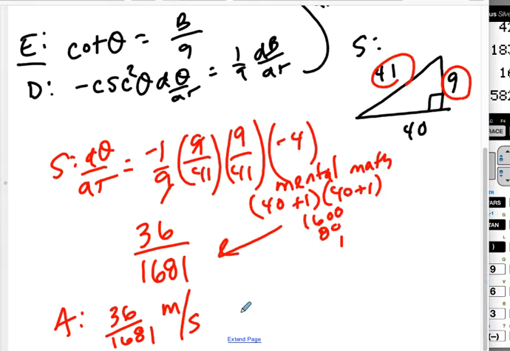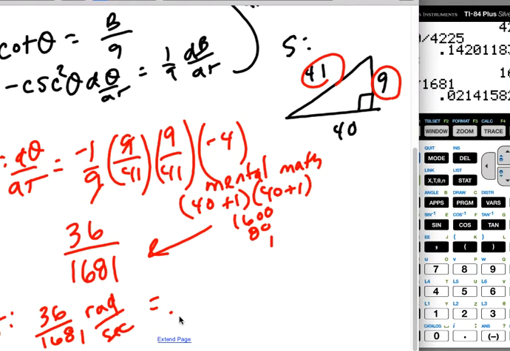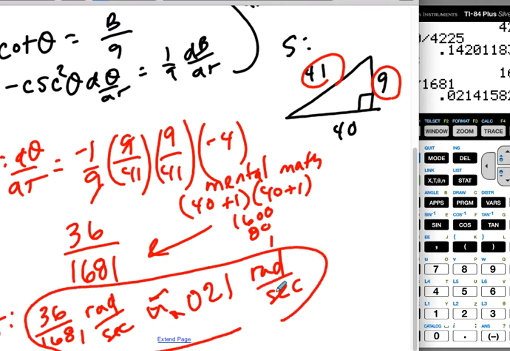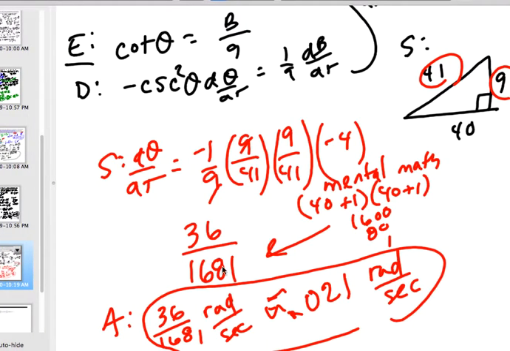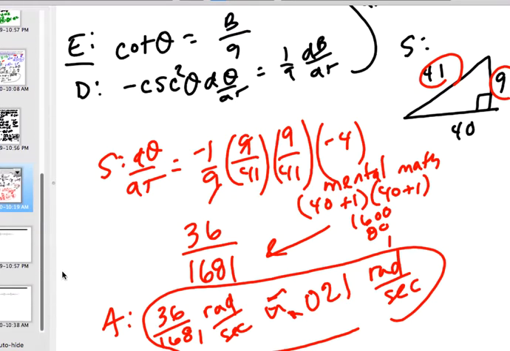So that's, oh, it's not meters per second. Come on, brain. It's radians per second. It's the angle. Pay attention, Hogan. So it's radians per second. So we get that this is approximately 0.021 radians per second, right? And that's a quick save that you've got to be careful about. Like I just accidentally got on autopilot and put that it was meters, but it's not. It's the angle, so it's radians.